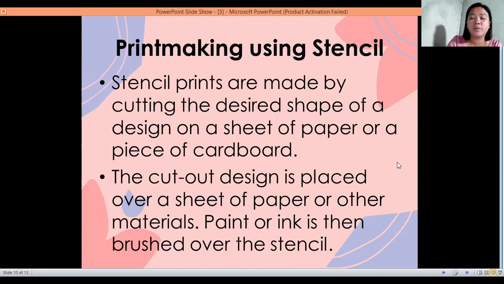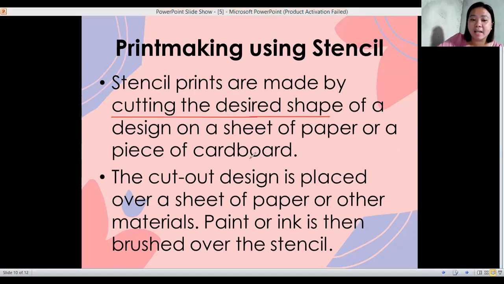In our arts, we are going to learn about stencil, right? About stencil. So what are stencil prints? Stencil prints are made by cutting the desired shape of a design on a sheet of paper or a piece of cardboard. So you need to cut a shape or a design. It can be a triangle, a design of an animal, a design of a flower, so it's up to you. And then after making a desired shape or design, you are going to cut it out.